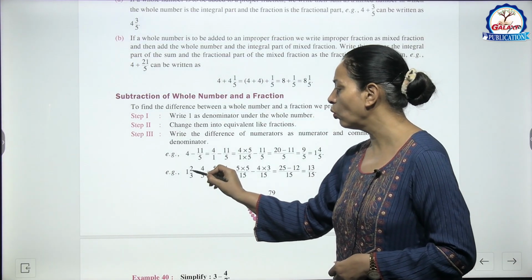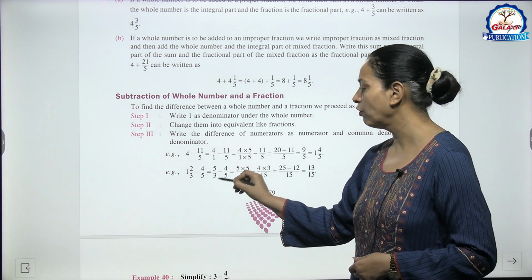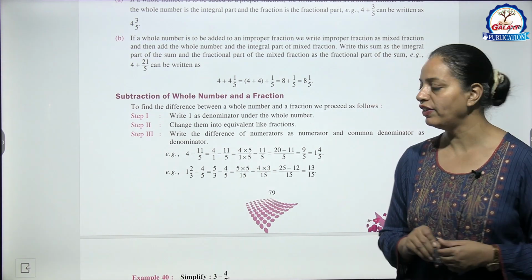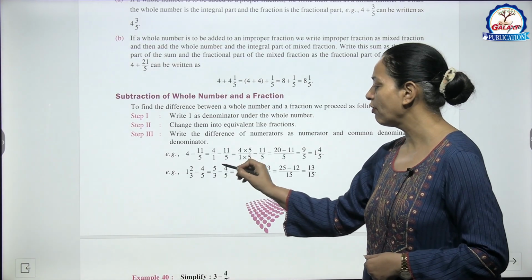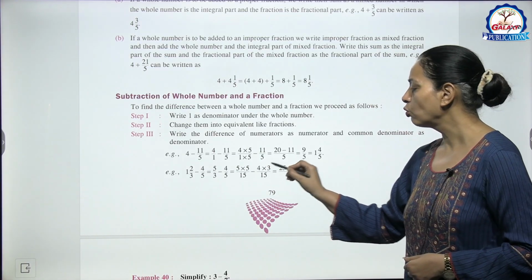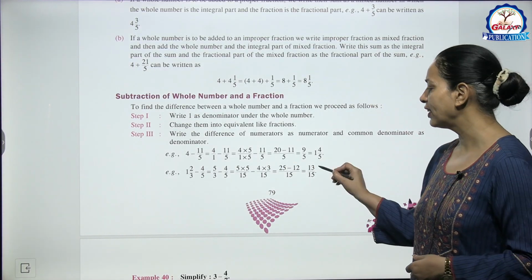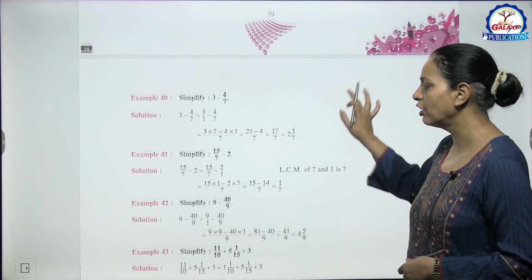Similarly, we have 1 whole 2 by 3 minus 4 upon 5. So we are getting 5 upon 3 minus 4 by 5. Take the LCM. LCM is 15. So 3 5s are 15, 5 5s are 25. And here 5 3s are 15, 4 3s are 12. So 25 minus 12, that is 13 upon 15. I hope these are clear to you.